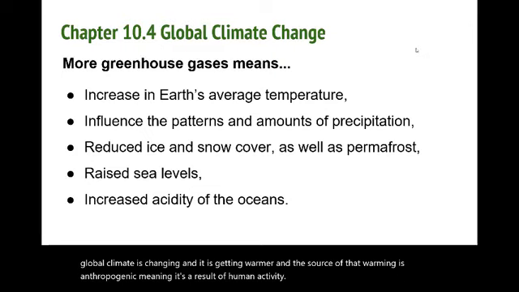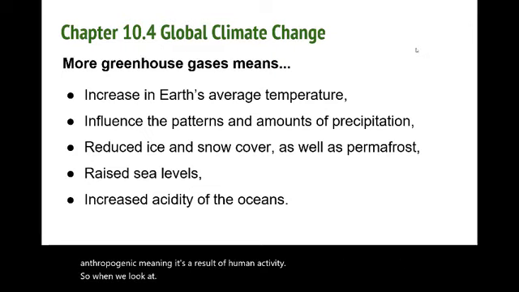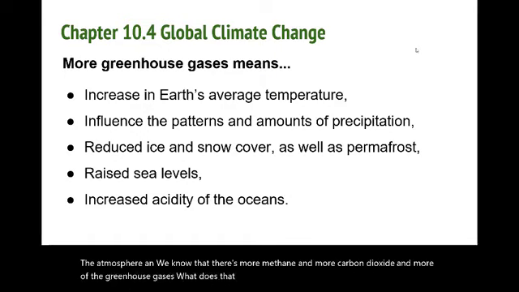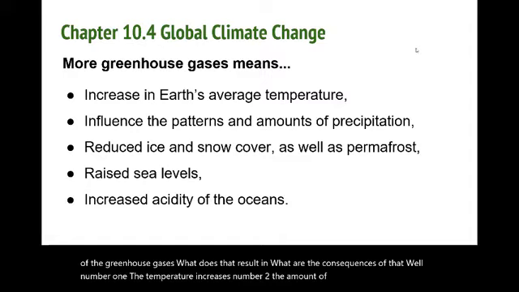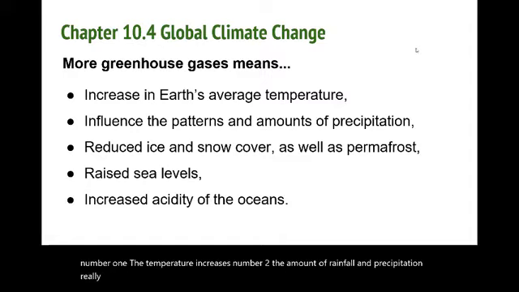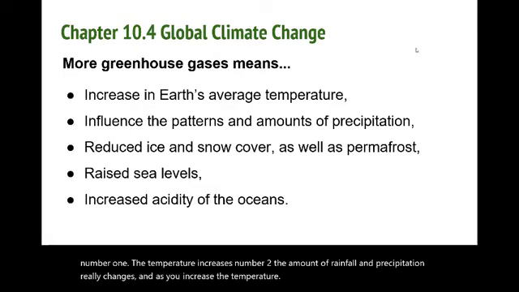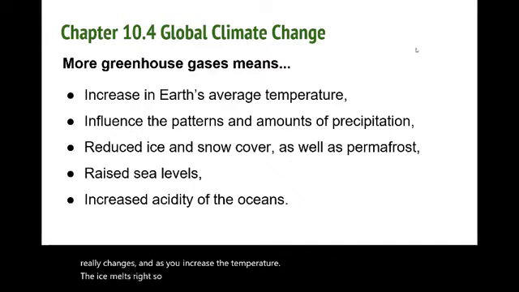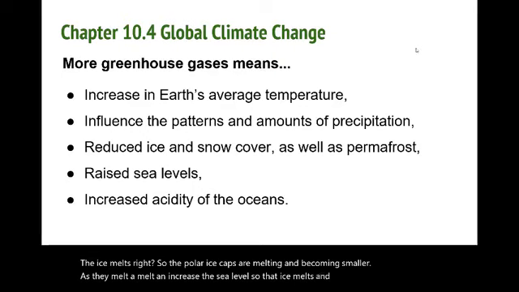So when we look at the atmosphere and we know that there's more methane and more carbon dioxide and more of the greenhouse gases, what does that result in? What are the consequences? Well, number one, the temperature increases. Number two, the amount of rainfall and precipitation really changes. And as you increase the temperature, the ice melts, right? So the polar ice caps are melting and becoming smaller, and as they melt, the sea level rises.